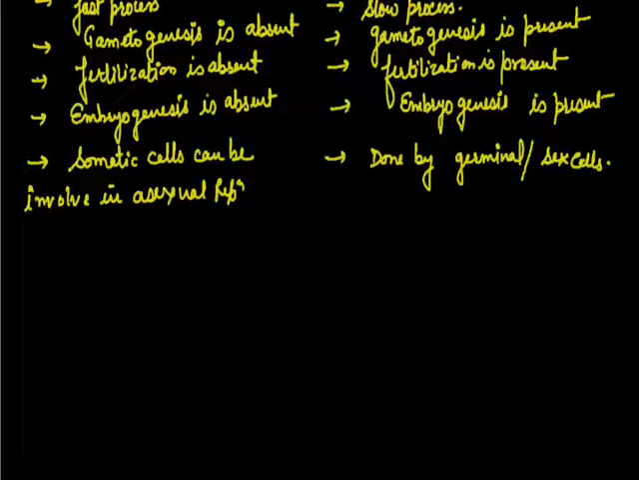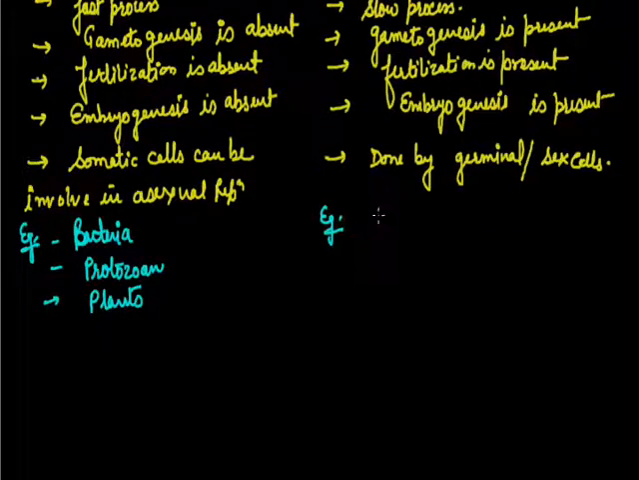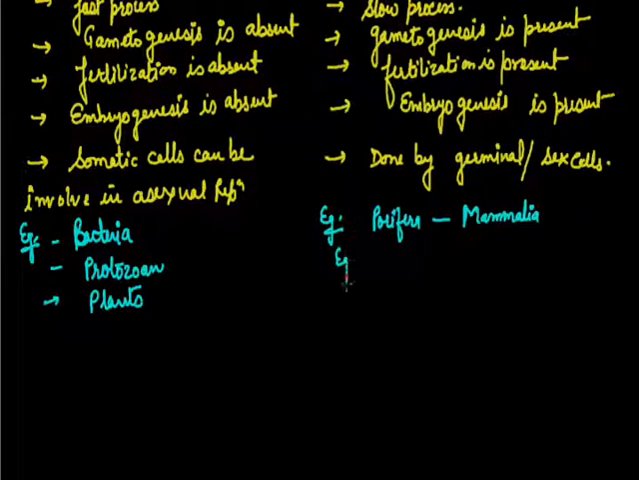just write down the examples. Asexual reproduction can happen in bacteria. It can also be found in protozoans. Next, it's very common in plants, whether lower or higher plants. While for the example of sexual reproduction, it takes place from porifera, that means from sponges, to the mammalia group, and in plants also, as I told you earlier, whether they are lower or higher.